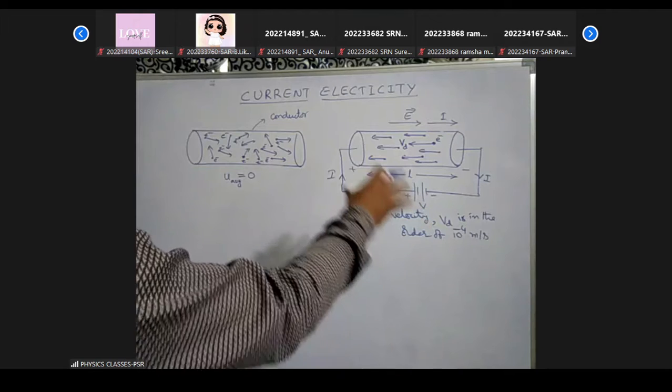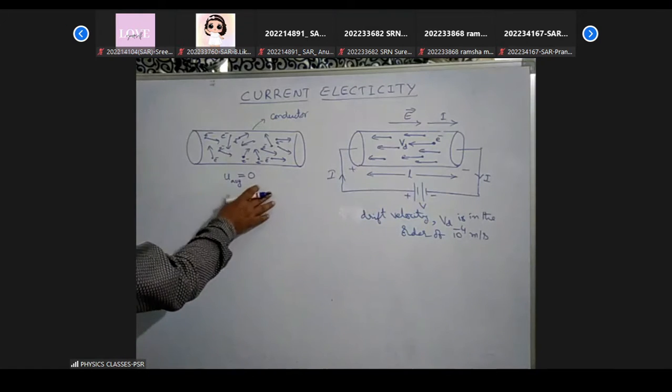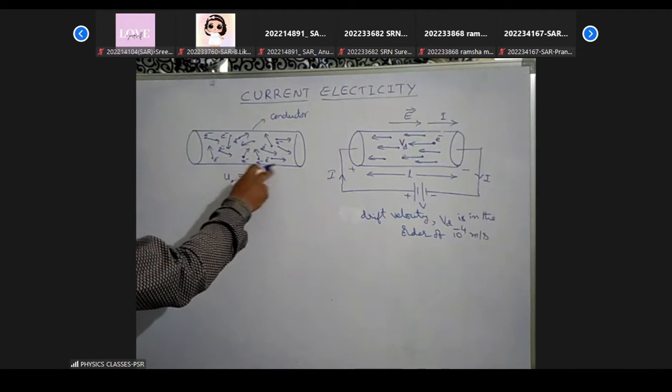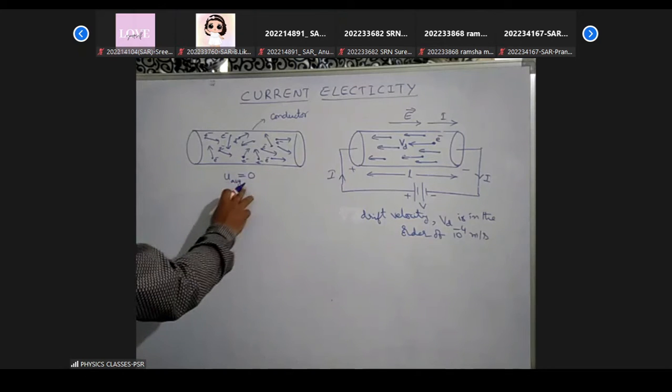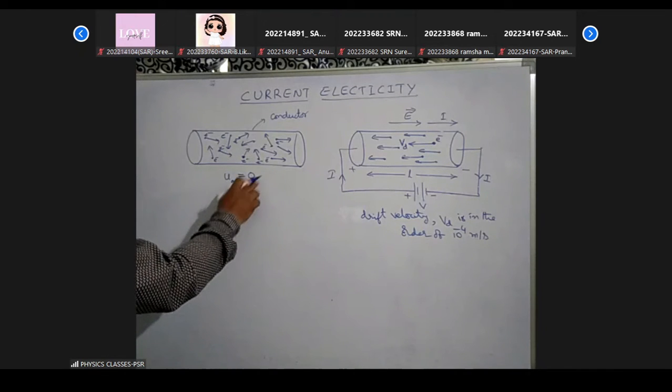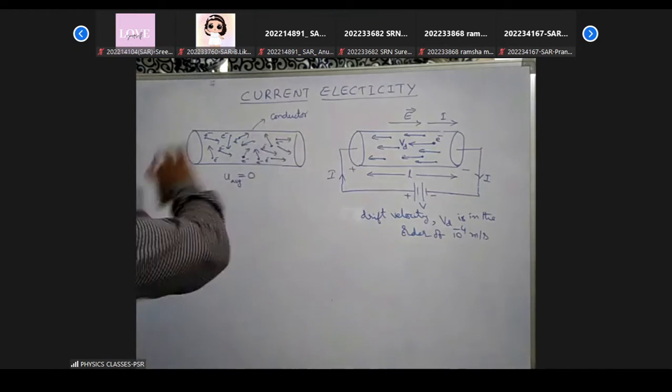If there is no external electric field, all electrons are moving in a zigzag manner, so the average velocity is equal to 0. So electrons do not move from one end to the other end.